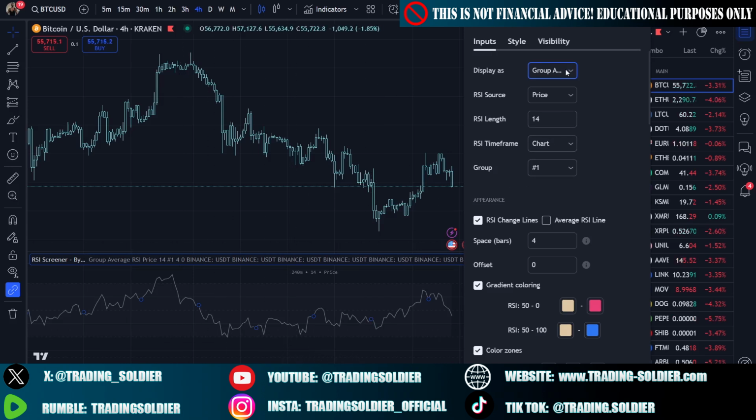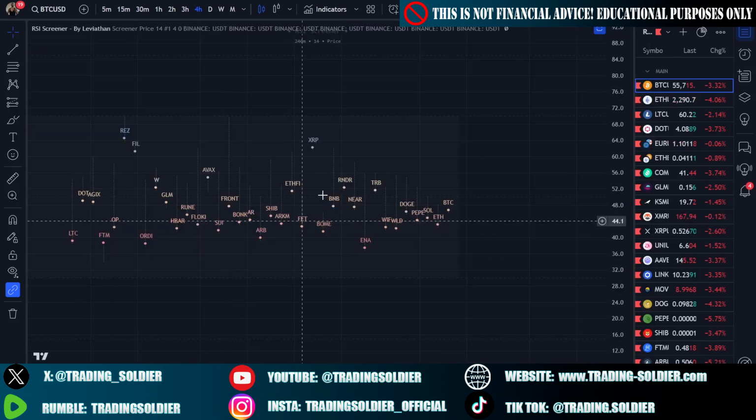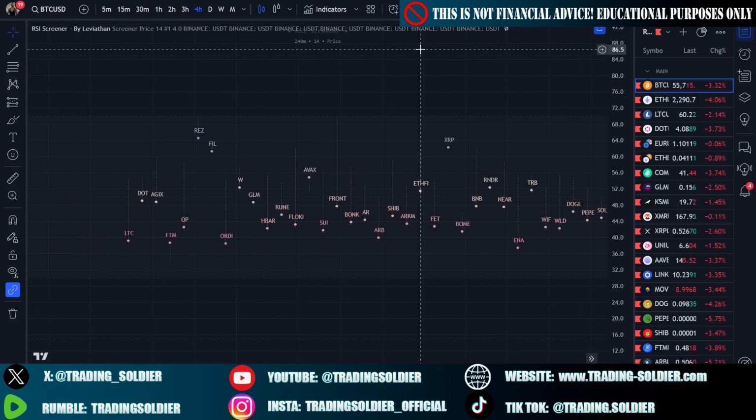Okay, but I prefer to use it as a screener because if I'm monitoring different assets or different coins to enter long or short, I can see if they are overbought or oversold easily. Okay, I'm going to zoom in on this, so this way it will be easier for you.